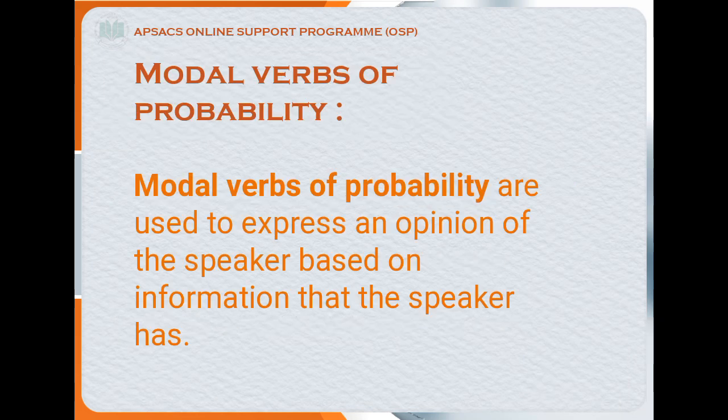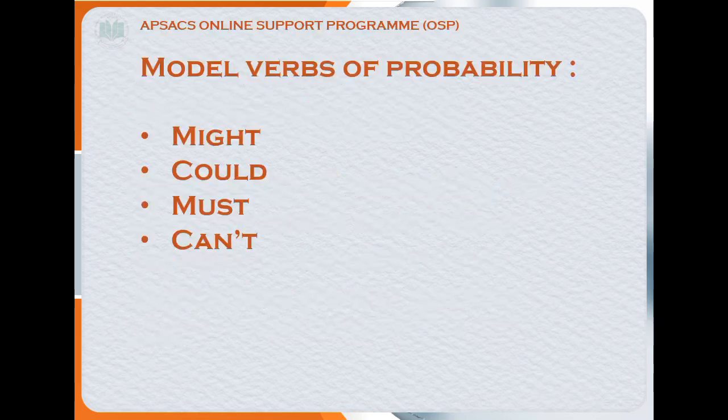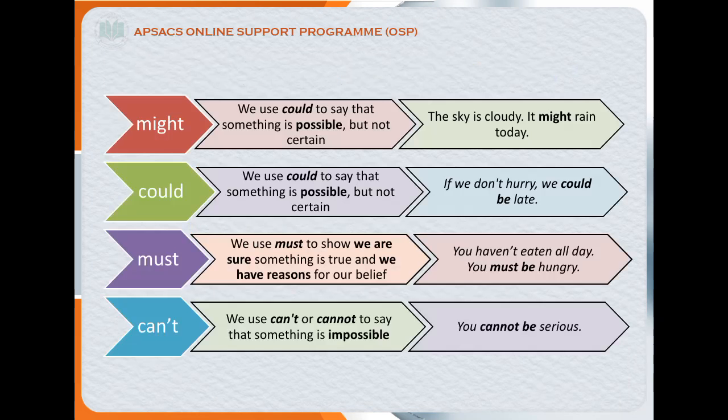Modal verbs of probability. Modal verbs of probability are used to express an opinion of the speaker based on information that the speaker has. Modal verbs of probability: might, could, must, can't. Now, we will learn the use of them.